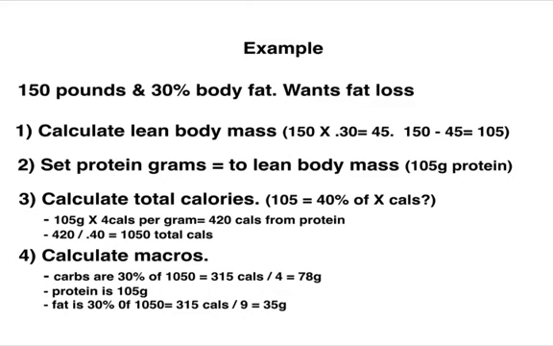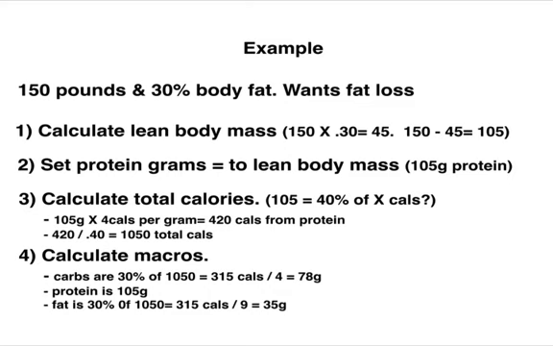The next thing we do is calculate the macros from that. Carbs are 30% because we're eating a 30, 40, 30 macronutrient ratio. So 30% of 1050 is 315 calories. But there are 4 calories per gram of carbohydrate. So we take 315 and divide it by 4. That gives us 78 grams of total carbohydrate.